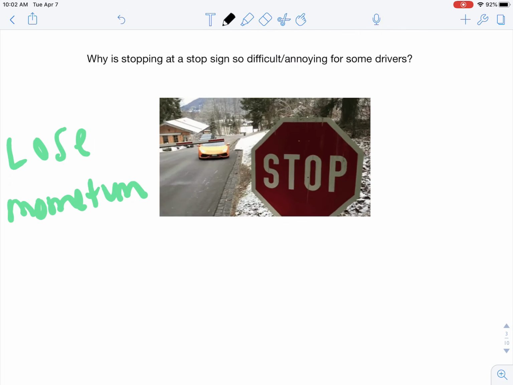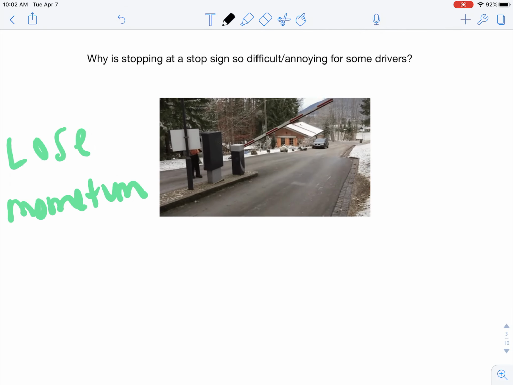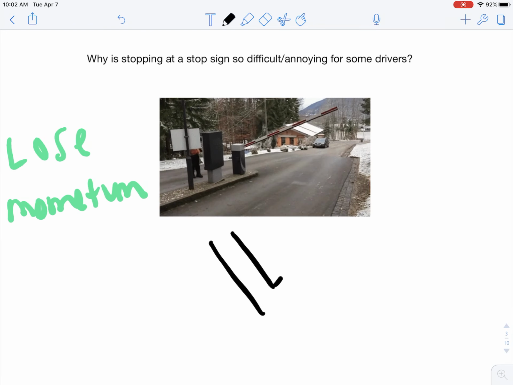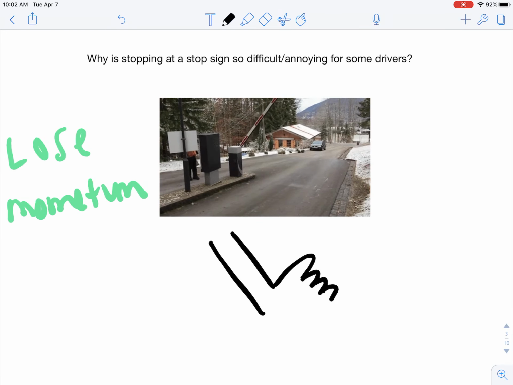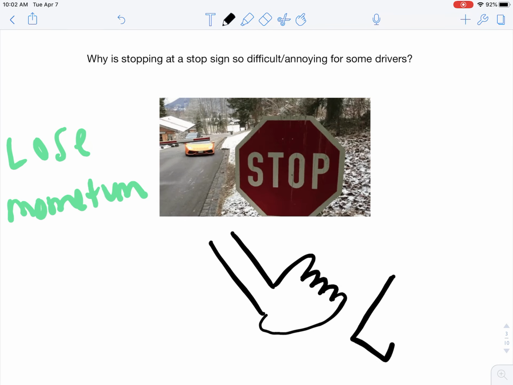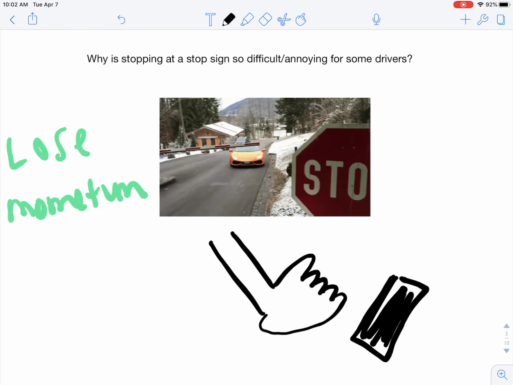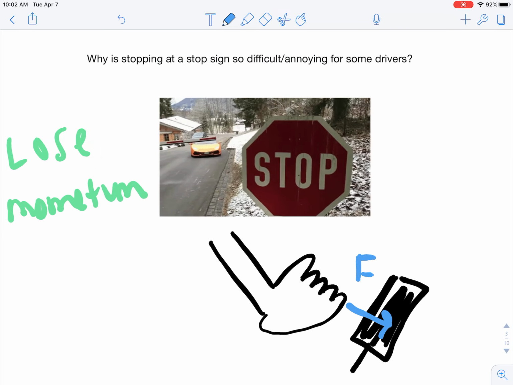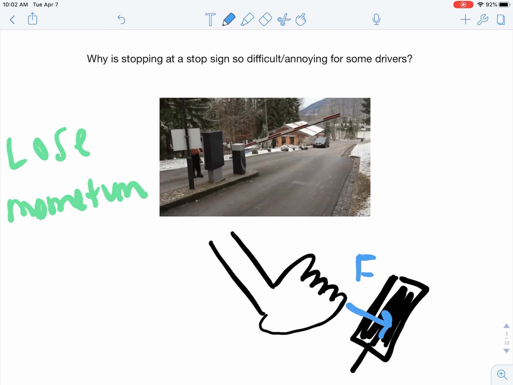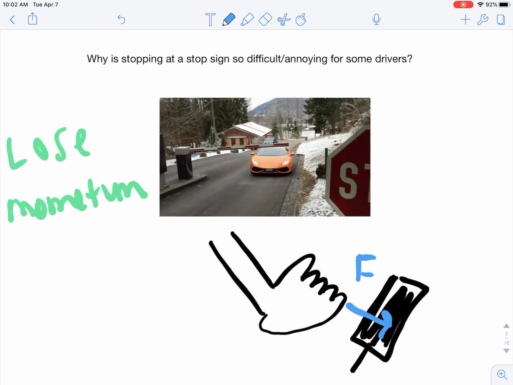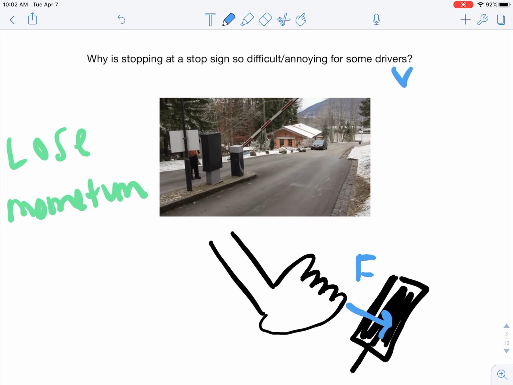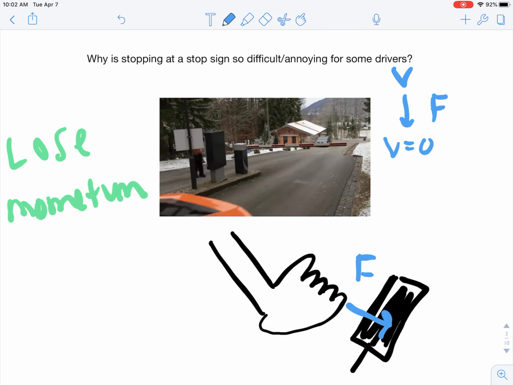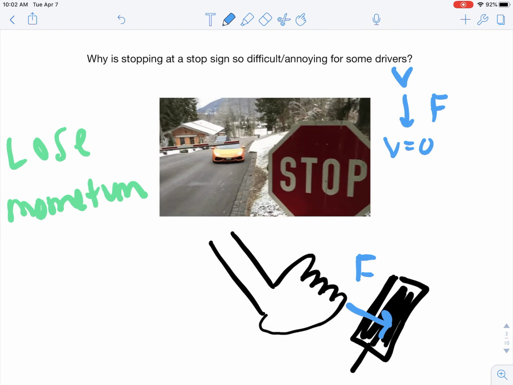The answer is a lot of you, or I shouldn't assume it's you, it's a lot of bad drivers, are lazy. They don't want to exert any effort or force into bringing their car to a stop by pressing on that brake pedal, right? To come to a complete stop, you have to exert a force, which means you have to exert effort. And a lot of you are lazy and don't want to do that because let's say you're moving. It takes a certain amount of force to bring you to a complete stop.